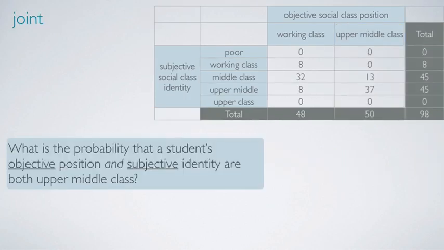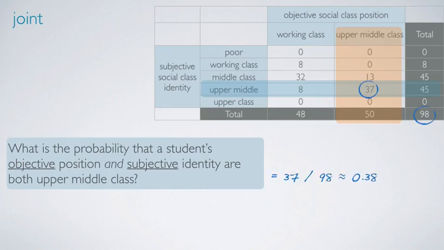Next, what is the probability that a student's objective position and subjective identity are both upper middle class? This time, we're looking for students whose objective class is upper middle class and subjective class is also upper middle class. There are 37 students that meet this criteria out of a 98 total, so the probability is 37 over 98, or roughly 38%. We'll denote this probability of objective upper middle class and subjective upper middle class. The important term here is the word and.